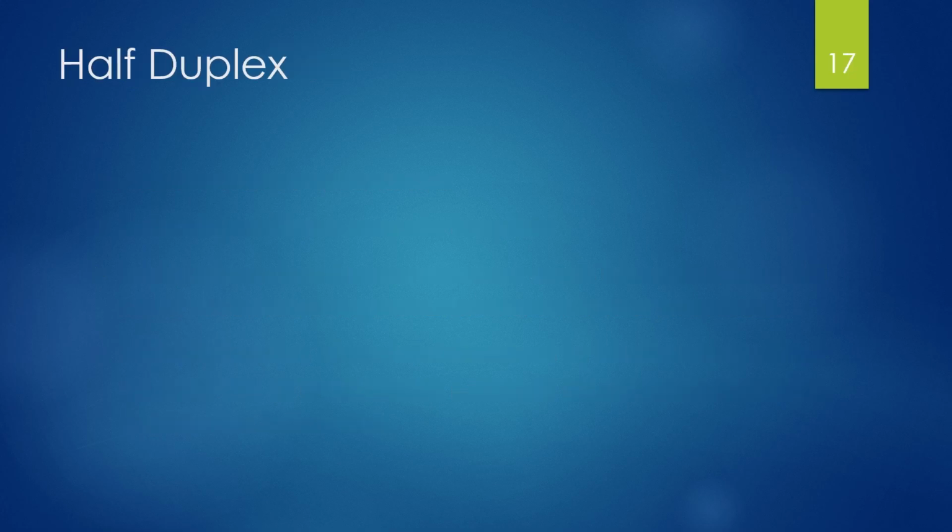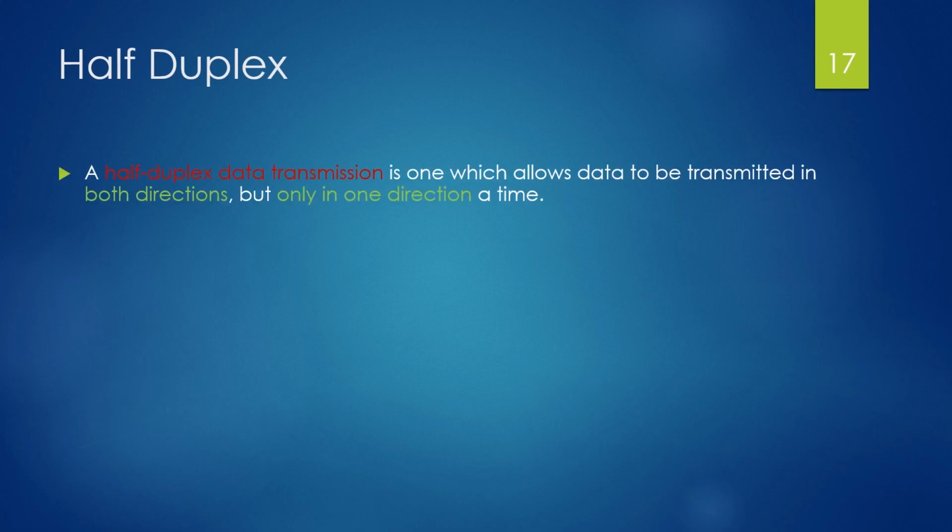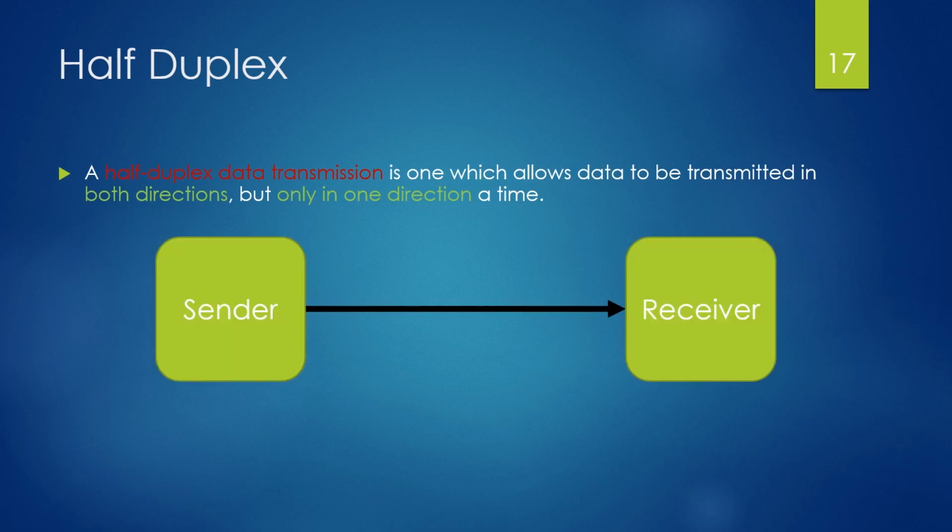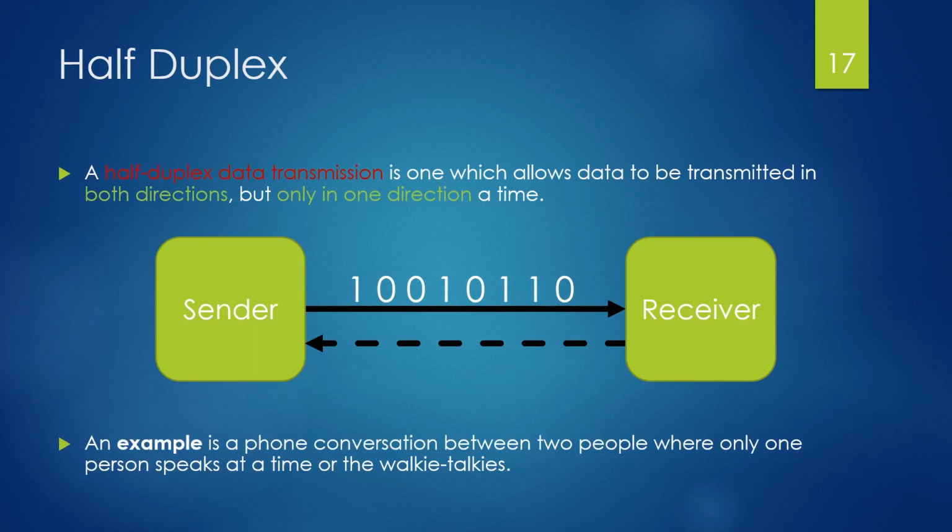The second one is half duplex. A half duplex data transmission is one which allows data to be transmitted in both directions, but only in one direction at a time. As you can see here in the picture, we have the sender and the receiver, and data is being transmitted in only one direction at a time. An example is a phone conversation between two people where only one person speaks at a time, or walkie-talkies.